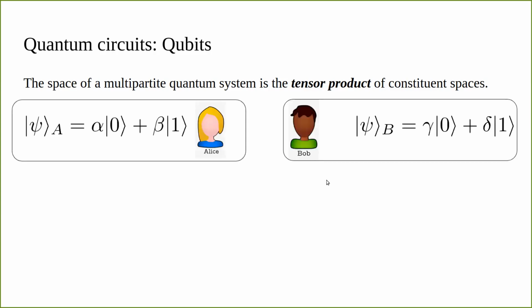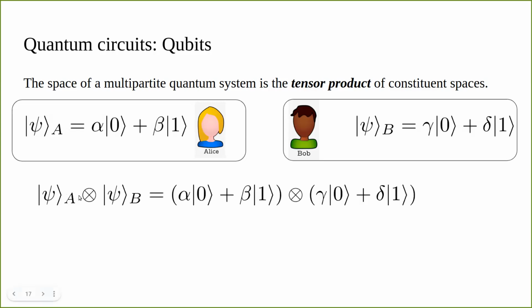Suppose we have two qubits, one belongs to Alice. Alice's qubit is psi sub a, and it's in the state alpha 0 plus beta 1. And then Bob has another qubit. Bob's qubit is the state psi b, which is gamma 0 plus delta 1. Now if we want to look at the joint system of Alice and Bob, then it's the tensor product of both of their qubits. So that's on the left here, psi a tensor product psi b.